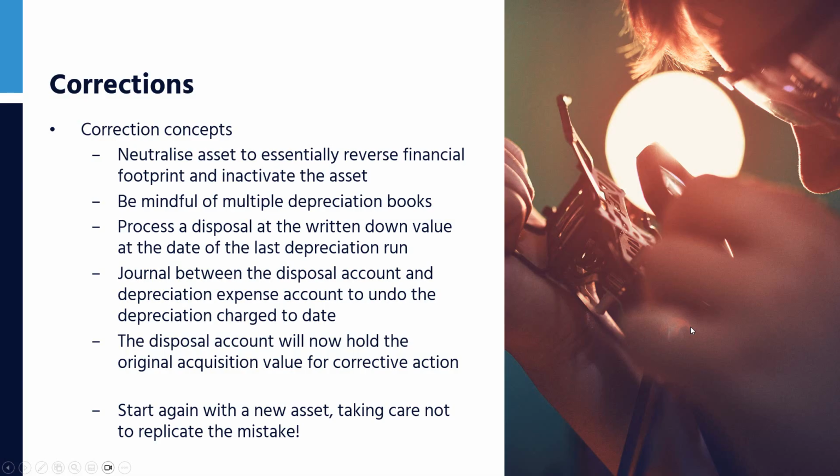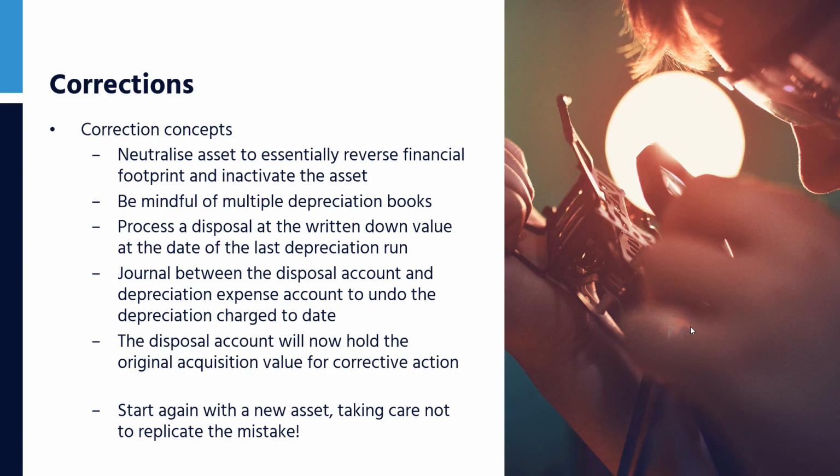From a corrections perspective, again, just to reiterate, this is not a hit and hope ledger. If you transact against a fixed asset and you realise you've done something wrong, you're probably going to need to scrap that asset and start again. So the concepts are you want to neutralise that asset. We'll work through an example in just a moment. Be mindful of the multiple depreciation books as well, in that you'll need to potentially deal with multiple books if you've got them set up.